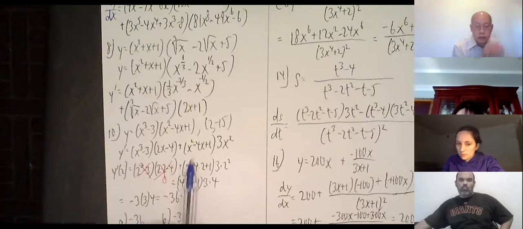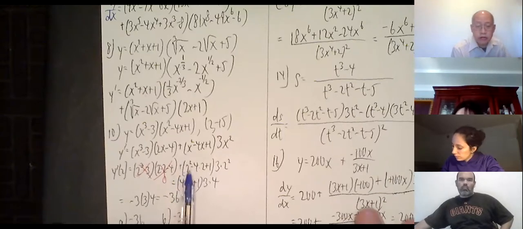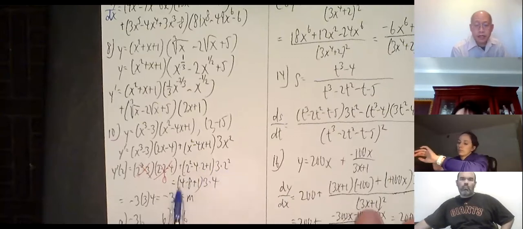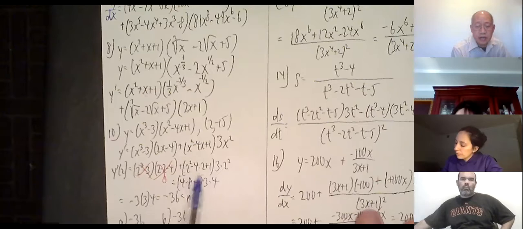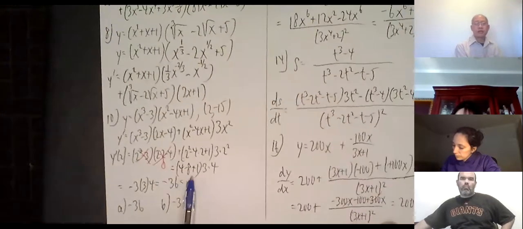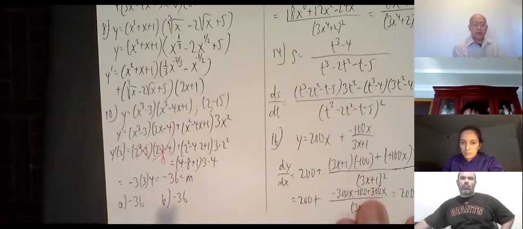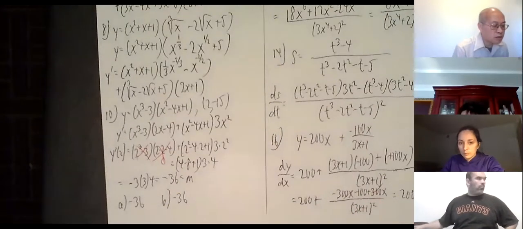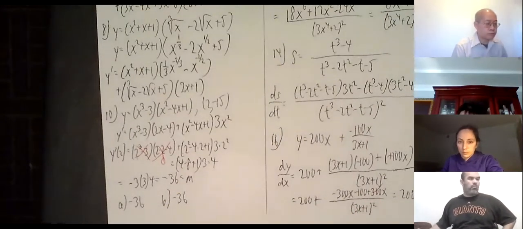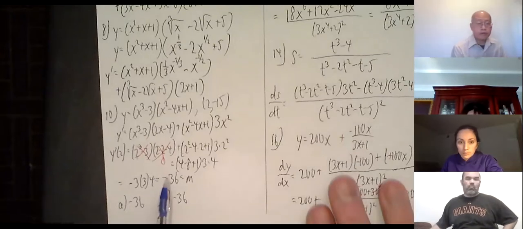Unfortunately, this is not 0. So let's see, plug in 2, 2 squared minus 4 times 2 plus 1 times 3 times 2 squared. Okay, clean that up, that's 4 minus 8 plus 1, and that's 3 times 4. So 4 minus 8 plus 1 is negative 3. Negative 3 times 4 comes out to be negative 36. That's my slope. So the answer to A and B are both negative 36. All right, so that's the way the product rule works.